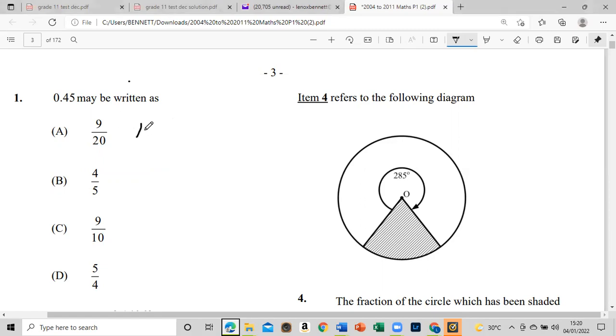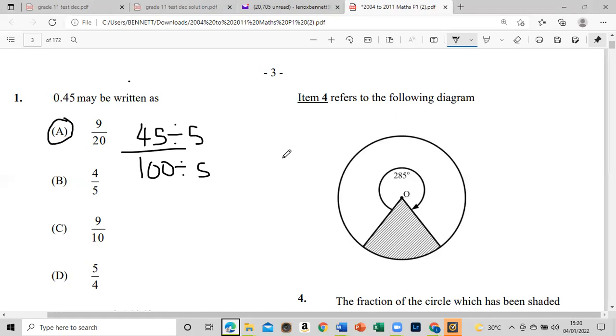So 0.45 can be written as 45 over 100. Right? And then now we divide both of them by 5. That's 9 over 20.